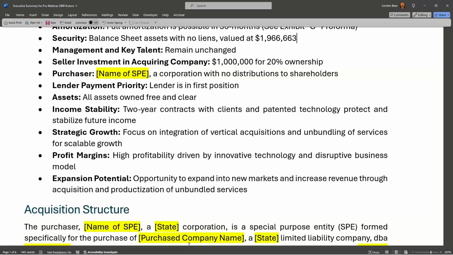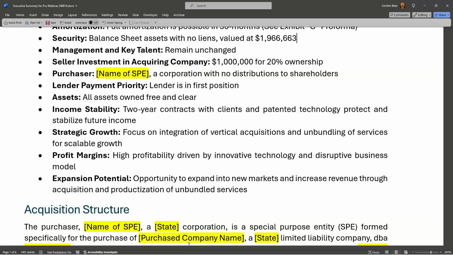Profit margins. High profitability driven by innovative technology and disruptive business model. So we'll show this as we get into the actual executive summary. We'll describe all of this. But in the meantime, they understand here that one of the features of this company is we're not just talking about a 10% profitability as a margin. This company has actually, and we probably should have stated it here, an 80% profit margin. So once those first 3 months are done, company has almost no expenses going forward. They're very, very limited.